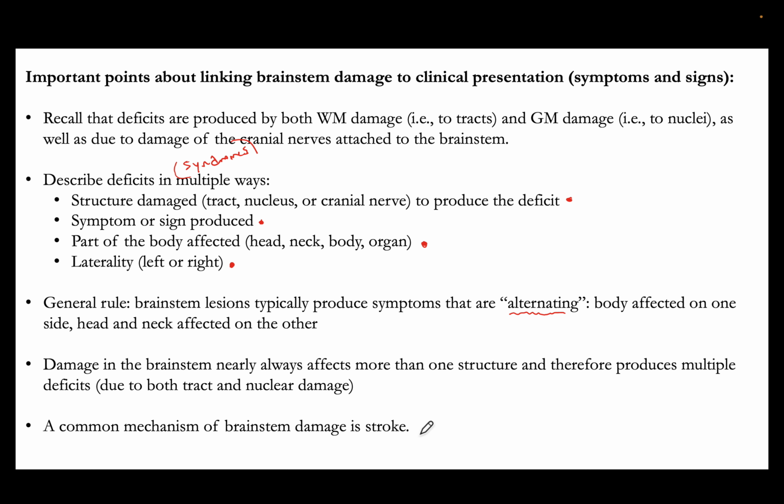And finally, a common mechanism of brainstem damage is stroke. Now, I use the word common here. I just want to clarify. Brainstem strokes are relatively rare. When they occur, because of the complex anatomy of the brainstem, they can be catastrophic. So I'm using the word common here to refer to a common variety of brainstem damage, not a common clinical situation in general.